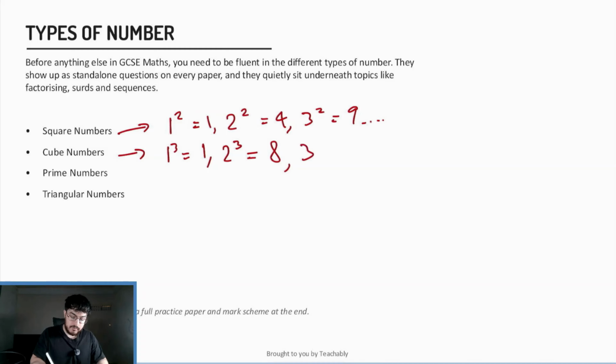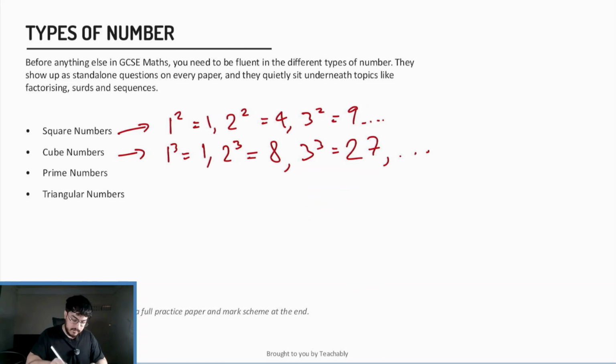Then we've got 3 cubed. Again, it's going to be 3 multiplied by itself 3 times, so that is 3 times 3 times 3. 3 times 3 is 9, 9 times 3 is going to be 27, and that continues as well.